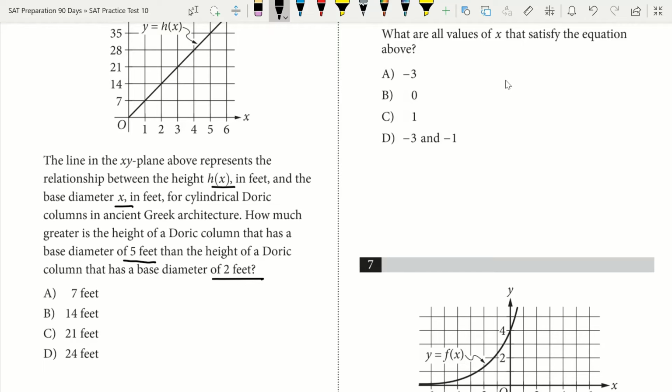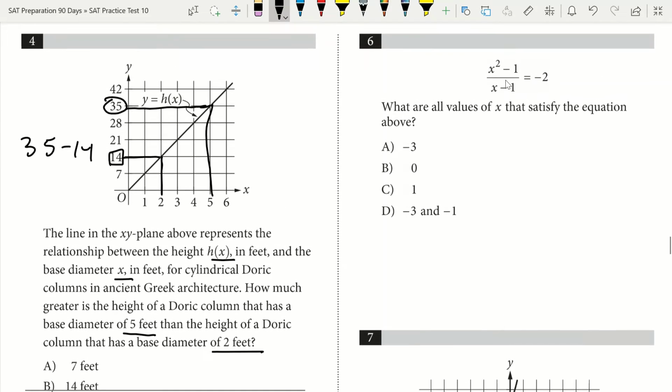So I need the difference between my height at 5 feet versus my height at 2 feet, right, where x is 5 versus x is 2. I see that difference is going to be 35, since 35 is when x is 5, right? We go up from 5. And then we have minus 14 to get that difference. Since we go up from 2 and we go over to our left, we see we have 14. So our answer there is going to be 21, because 35 minus 14 is 21 feet. All right, so that one right there, also not too bad.